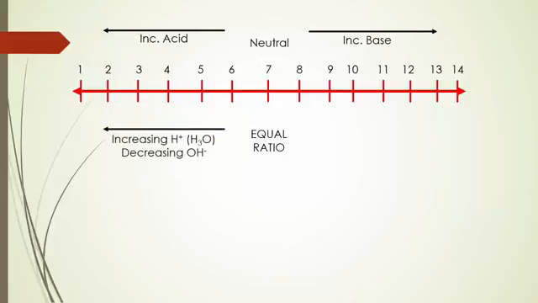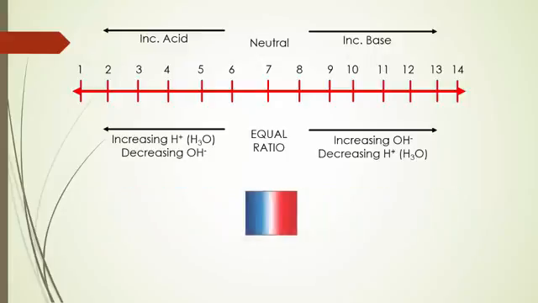Anything below 7, you're going to have an increasing H ion. So as you go from 6 to 5 to 4 to 3 to 2 to 1, it's going to strengthen the hydrogen ion or the hydronium ion. Anything above 7 is going to increase the hydroxide ion. So as you increase from 7 towards 14, 14 having the greatest strength in hydroxide ions. Now that doesn't mean that the hydrogen ion's not there, it just means it's less than the hydroxide ion.